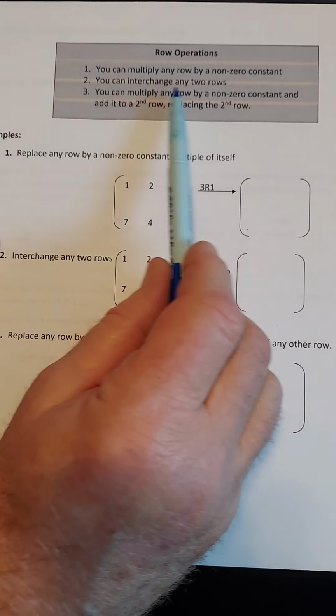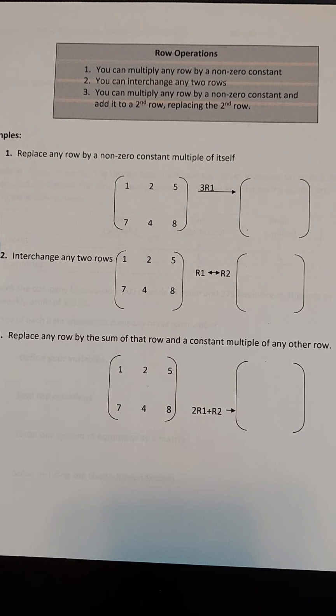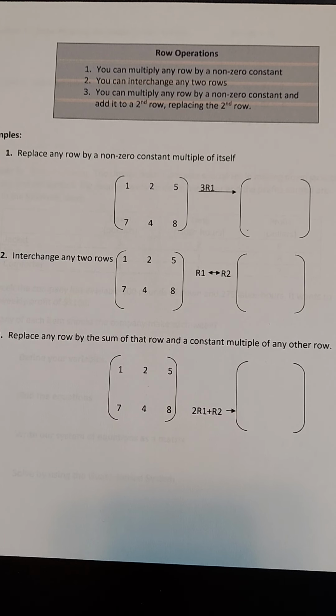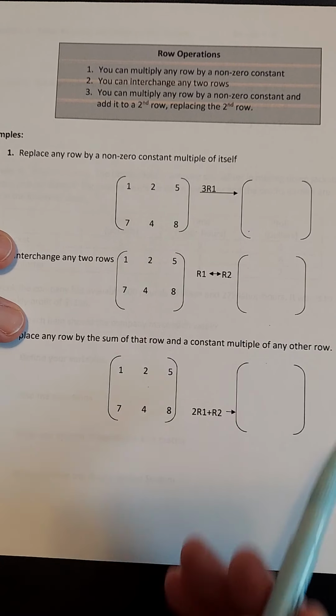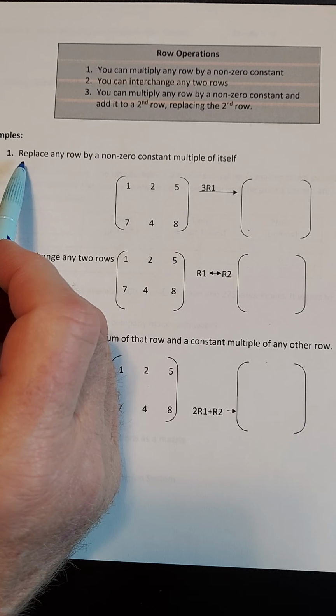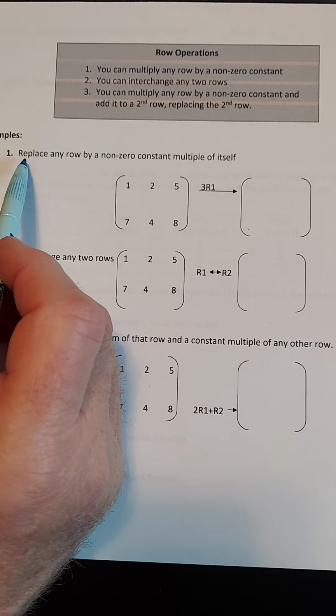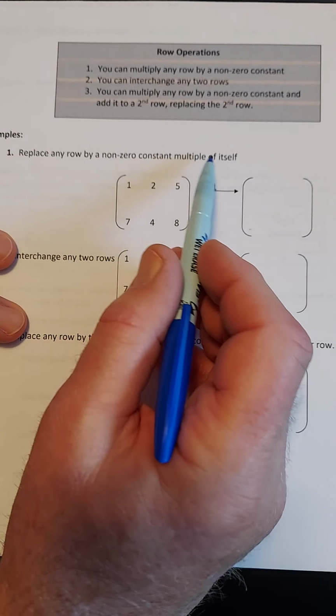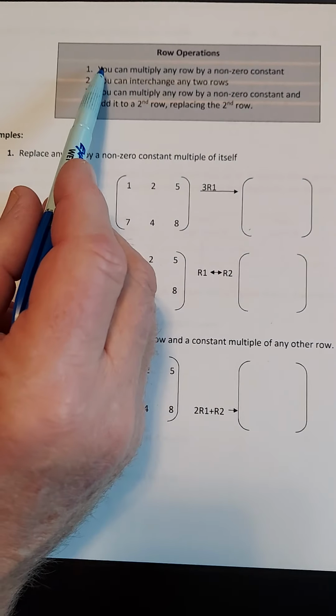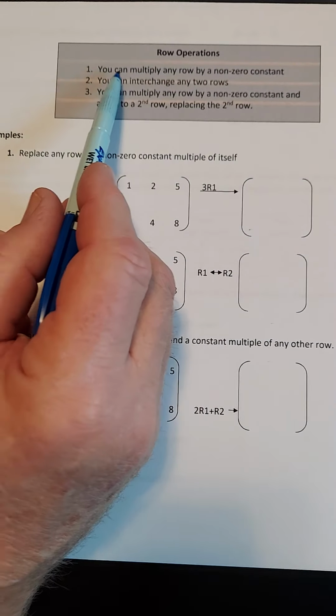Number 2, you can interchange any 2 rows, switch them. And number 3, you can multiply any row by a non-zero constant and add it to a second row, replacing the second row. Okay, now that's a lot of words, but once you see it put into place, it'll make sense. Here's an example of the first one. You can replace any row by a non-zero constant of itself. That means you're going to multiply any row by a non-zero constant.